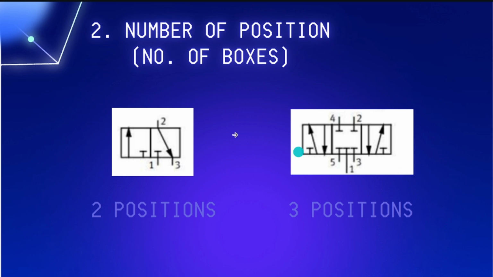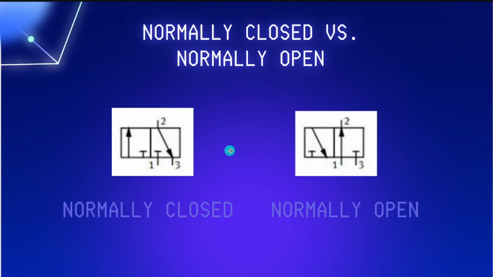Next is the number of position. Number of position also represents yung number of boxes. So for this, we have 2 positions and 3 positions. 2 positions kasi dalawa lang yung boxes. 3 positions kasi tatlo yung boxes. Next, after determining the number of ports and number of position, nilalagay din natin kung normally closed or normally open kapag 3-2-way yung valve natin. Kapag 5-2-way yung valve natin or 4-2-way, kadalasan hindi na siya inilalagay.